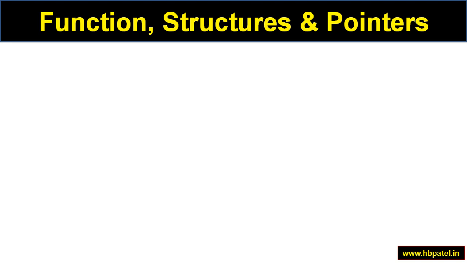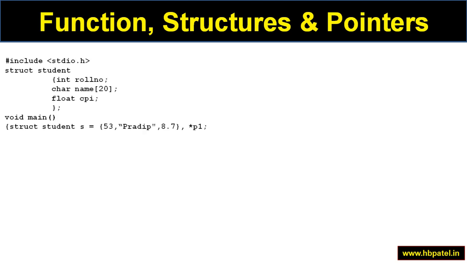This is going to be a very interesting program. Though it's a small program, I guess you will have a better understanding of how these concepts can be used interchangeably. So we'll have the same structure having three members: roll number, name, CPI. We have one variable of that structure with some initial values, same values 53, Pradeep and 8.7, and let's say one pointer variable P1. P1 is nothing but a pointer to a structure of type student.